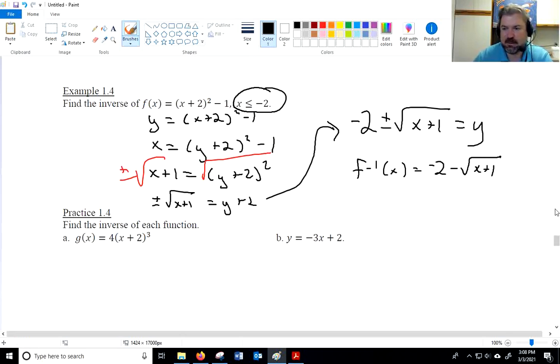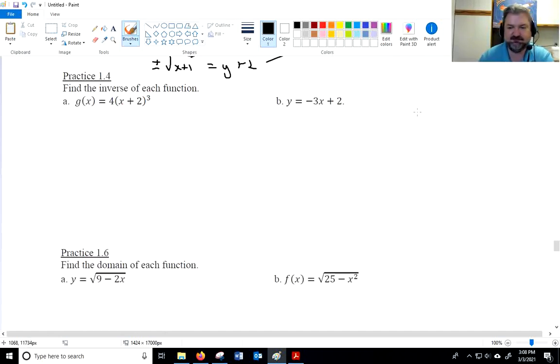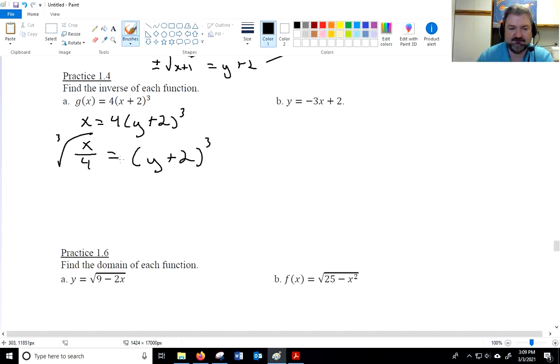All right, let's take a look at some more practice problems here. I'd like you to find the inverse of each function. Okay, on this one here, you should have flipped the x and y values. So this becomes x equals 4 times (y plus 2) cubed, which gives you x over 4 equals (y plus 2) cubed. Then take the cube root of each side.